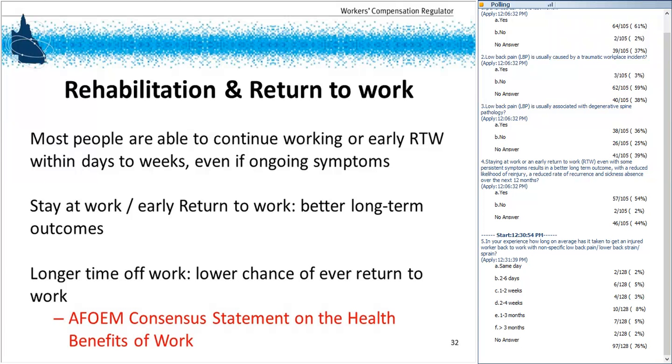And referring to the AFOEM consensus statement on the health benefits of work, there's now strong evidence that the longer a person is off work with low back pain, the lower their chances of ever returning to work, irrespective of any further treatment. And there's little evidence with these people who are chronically disabled that they have any significant physical differences in their backs, and there shouldn't really be any insurmountable physical barrier to rehabilitation.